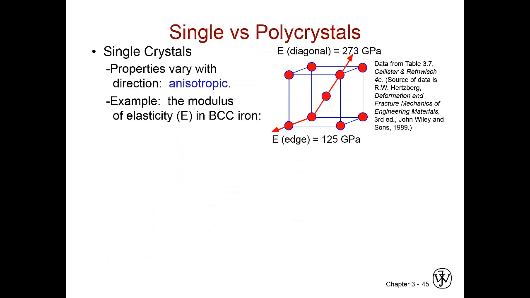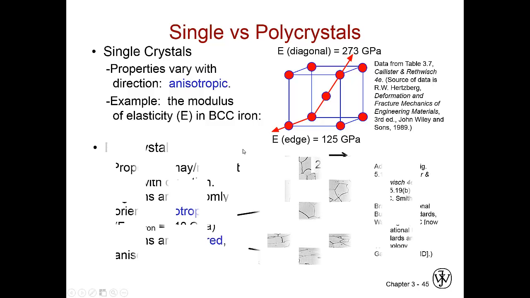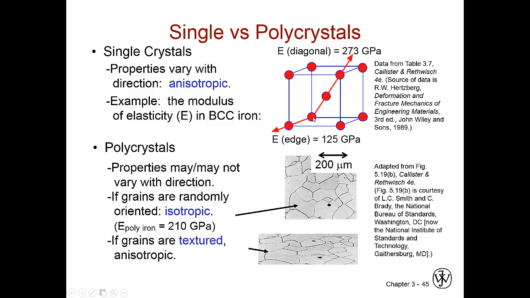Single crystals can vary with direction because the distance from here to here is different than the distance from here to here. So these two are closer than these two. So this direction along this arrow is going to have a different set of properties than the direction along this arrow. And that's true. If you measure the modulus of elasticity along the edge, it's 125 gigapascals, and along the diagonal, it's 273 gigapascals, which makes a lot of sense because these are right in line with each other. Here, there's more space.